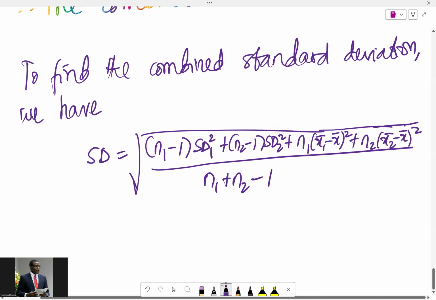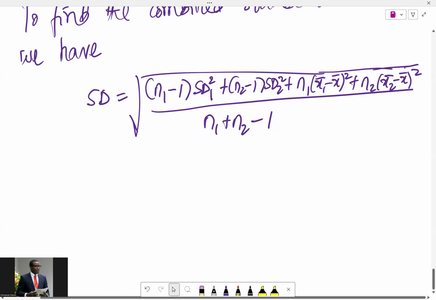Well, if you feel this formula is too much, you may just do everything from scratch. Just do the normal standard deviation that you know. But I think it's also good to be introduced to some new idea. So you have n1 minus 1, standard deviation 1 squared, plus n2 minus 1, standard deviation 2 squared, plus n1 into the mean for the first set minus the overall mean all squared, plus n2 times the mean for the second set minus the overall mean all raised to the power 2. So let's bring all the values we have known.